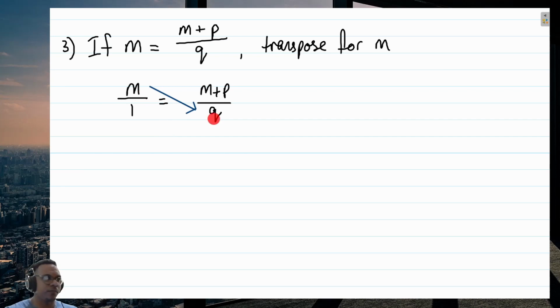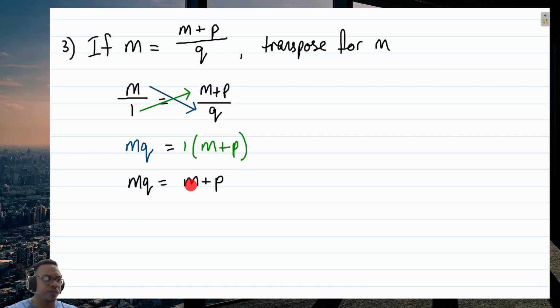So M multiplied by Q will give us MQ. And 1 times M plus P would give you 1 open brackets M plus P, close brackets. Now anything multiplied by 1 will give you back the same thing, so 1 multiplied by M plus P would give you back M plus P. So this formula would read MQ is equal to M plus P.